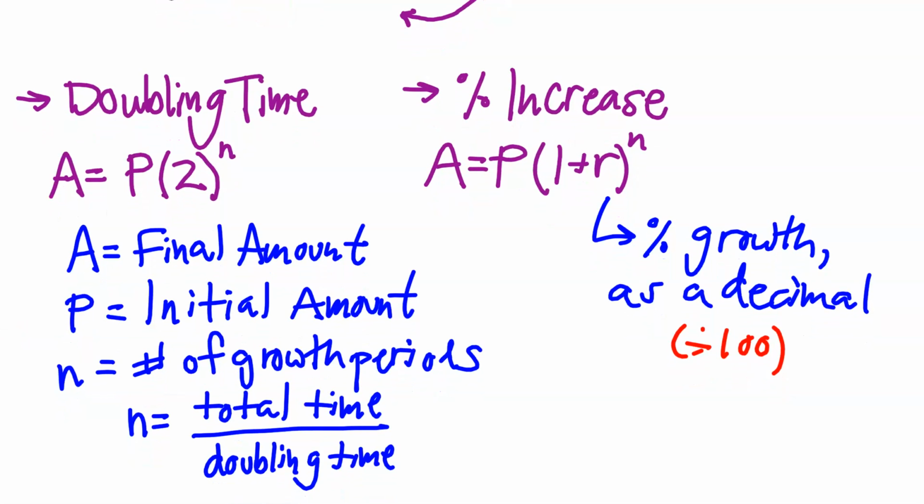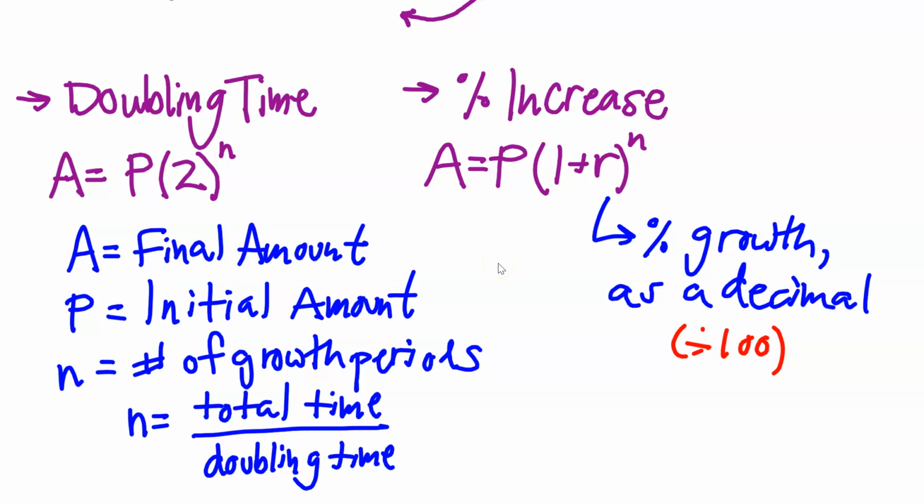We're going to do a couple of examples because the n was the trickiest one to find. You take your total time and divide it by how long it takes for whatever we're talking about to double, which is always given to you in the question. The doubling time is always given to you, and the total time, and you divide them to figure out the n that you plug into the equation. That was one type of exponential growth.